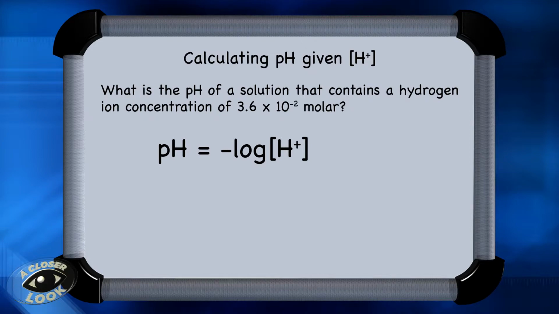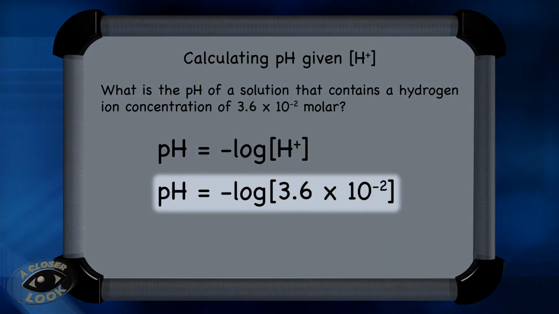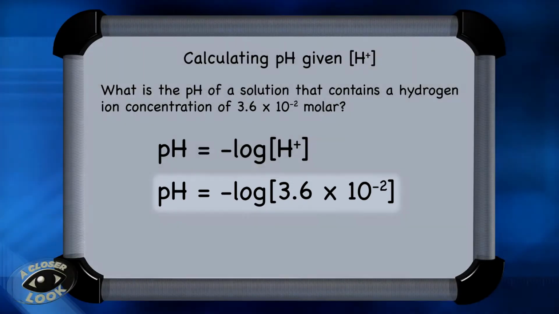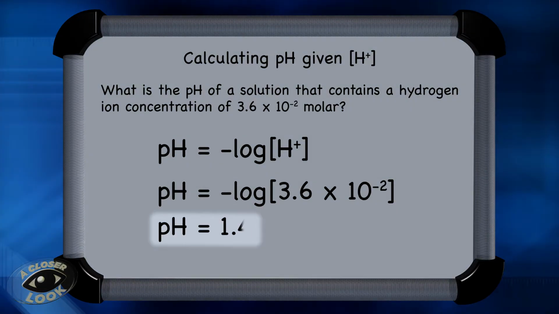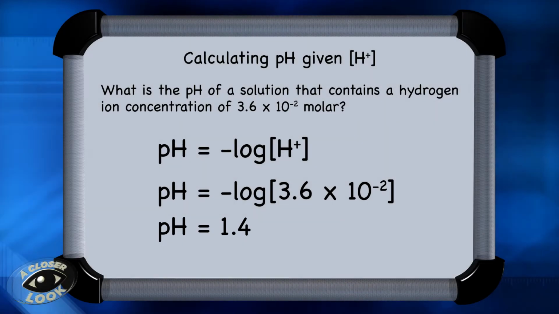To find the pH of this solution, we simply plug in 3.6 times 10 to the negative second for our hydrogen ion concentration, and then we take the negative log of that. And when we plug that into the calculator, we find that the pH of this solution is 1.4. If you remember from the pH scale, any number less than 7 is considered acidic. As we approach 0, or in other words, the pH value gets less and less, then the substance is getting more and more acidic. So a pH of 1.4 is considered a very acidic solution.